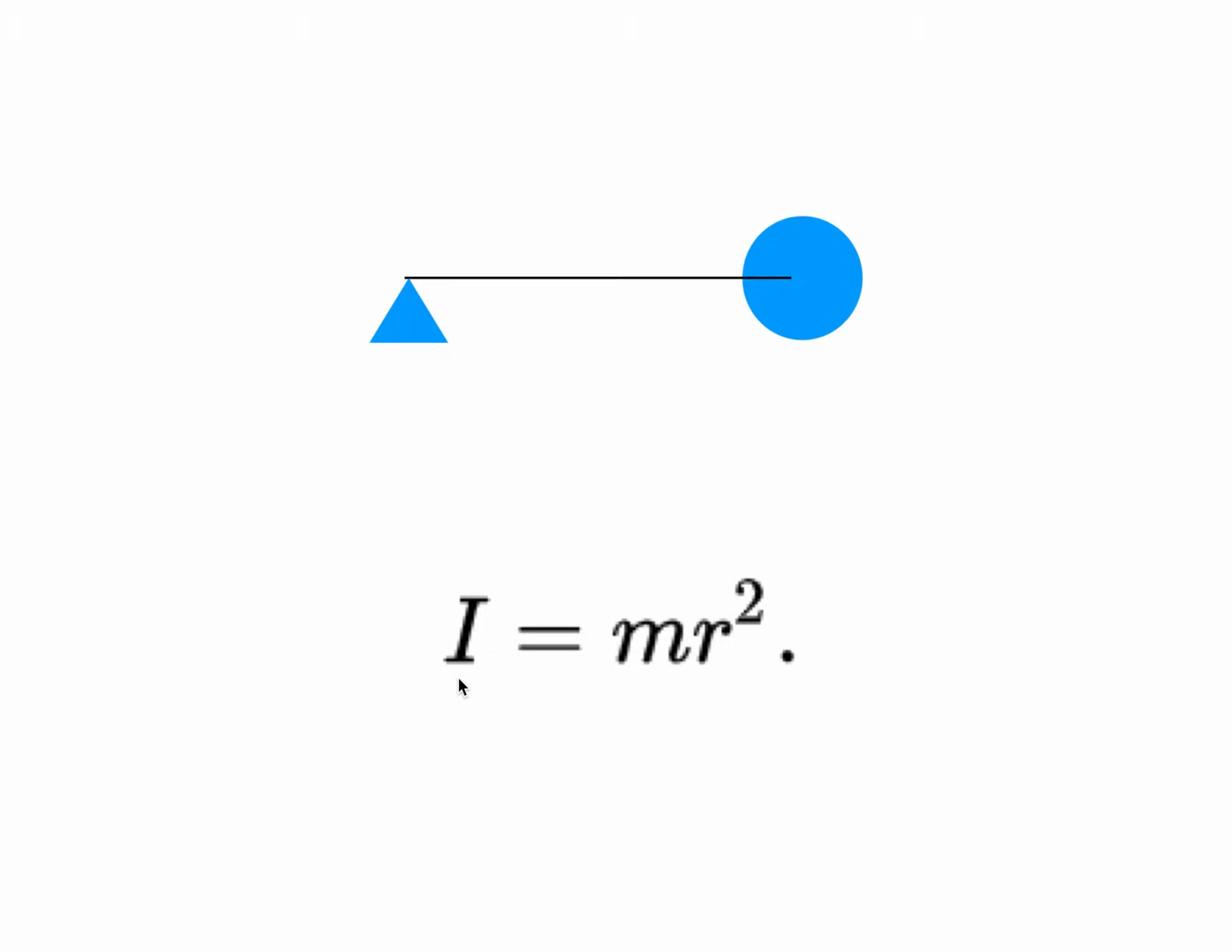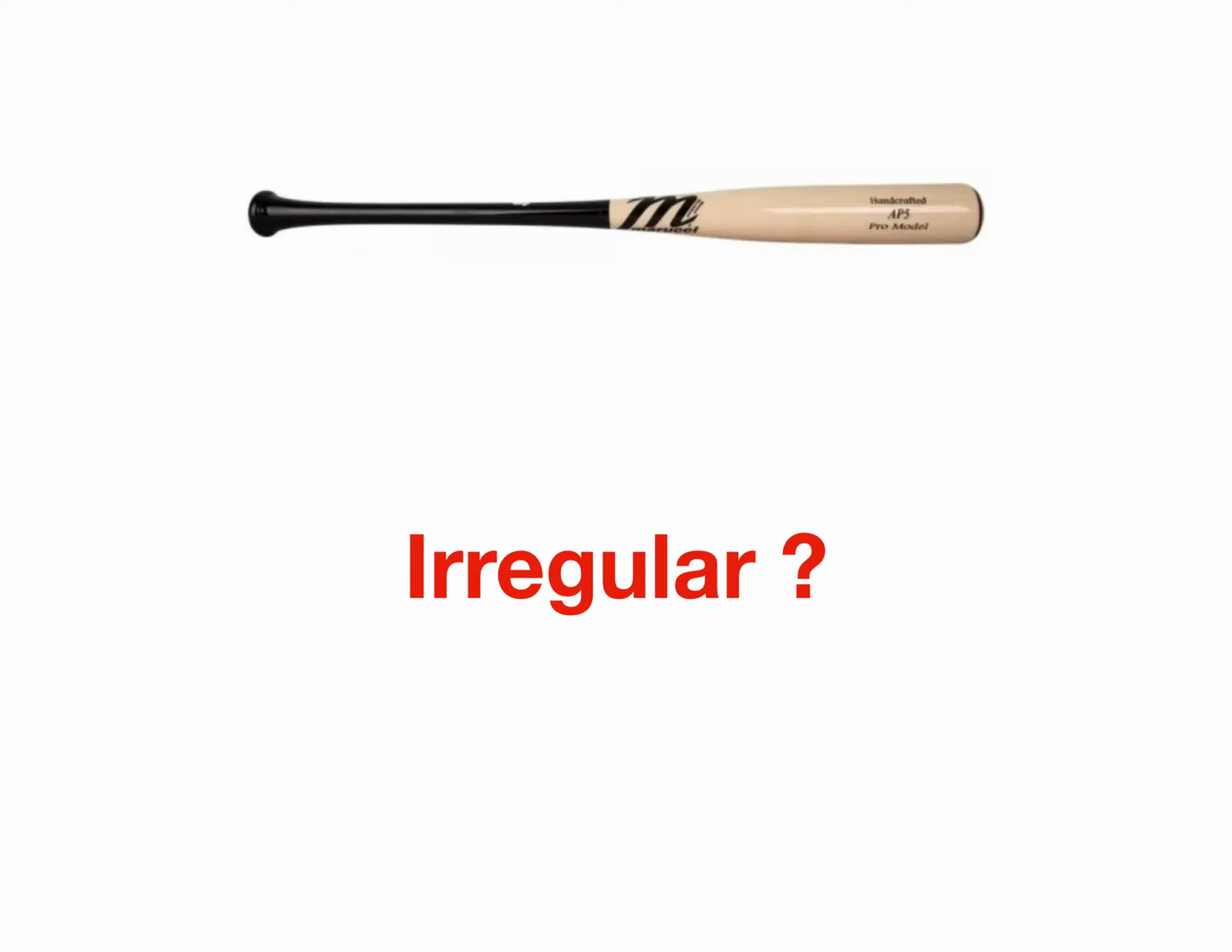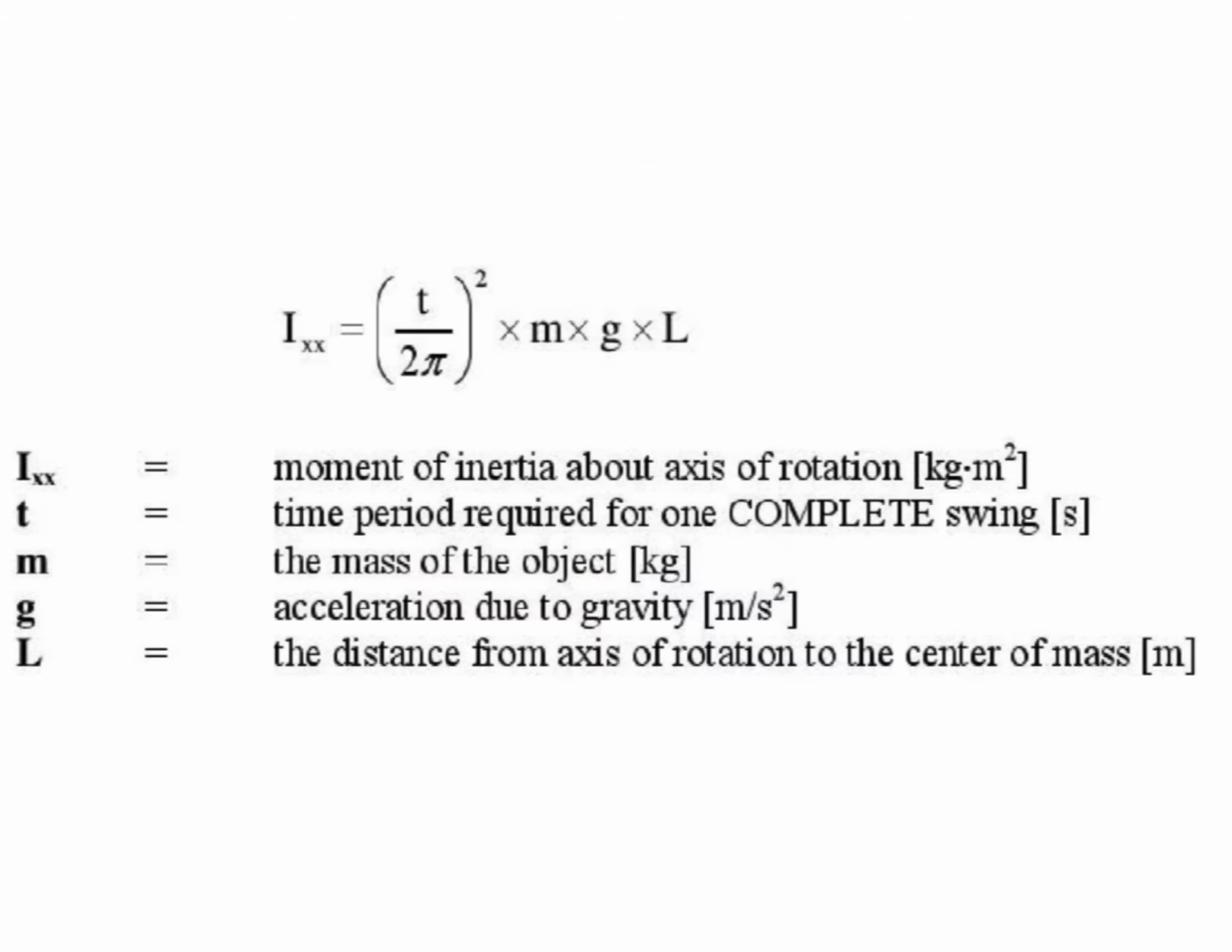But this equation is only suitable for a point mass, which usually doesn't happen in real life. So how do we calculate moment of inertia for an irregular object? We can try to find each point of mass, calculate the moment of inertia for each point, and then add them together. But that's usually hard to do in real life. So here is an equation that we can use for calculating moment of inertia for an irregular object. This is the equation we're going to use for today's lab.